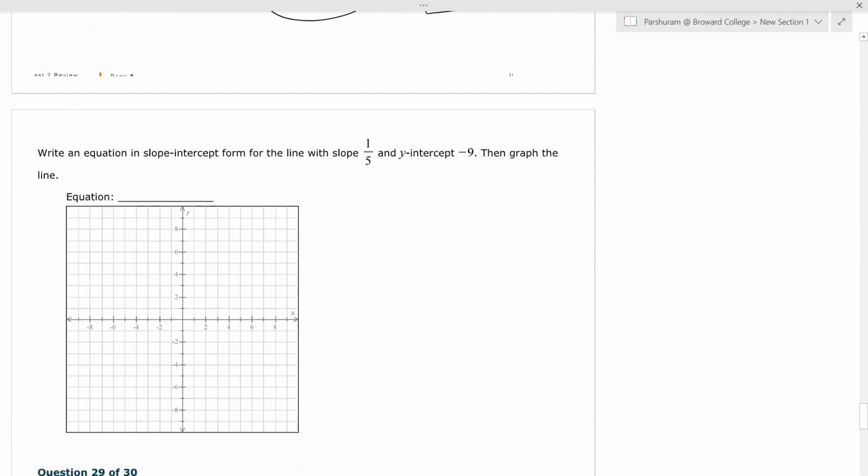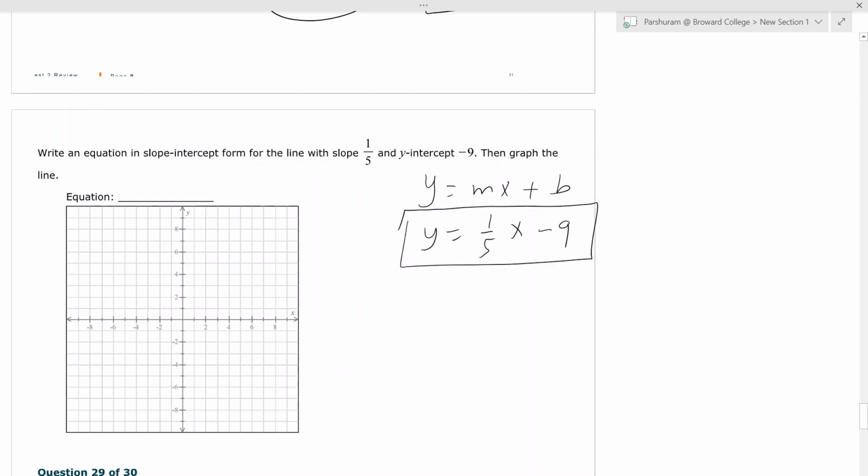For problem 28, write an equation in slope-intercept form for the line with the slope 1/5 and y-intercept -9. So we need to find the equation. Just use y equal mx plus b. Put m equal 1 over 5, and the y-intercept is -9, so the value of b is -9. So the equation would be y equal 1/5 times x minus 9.